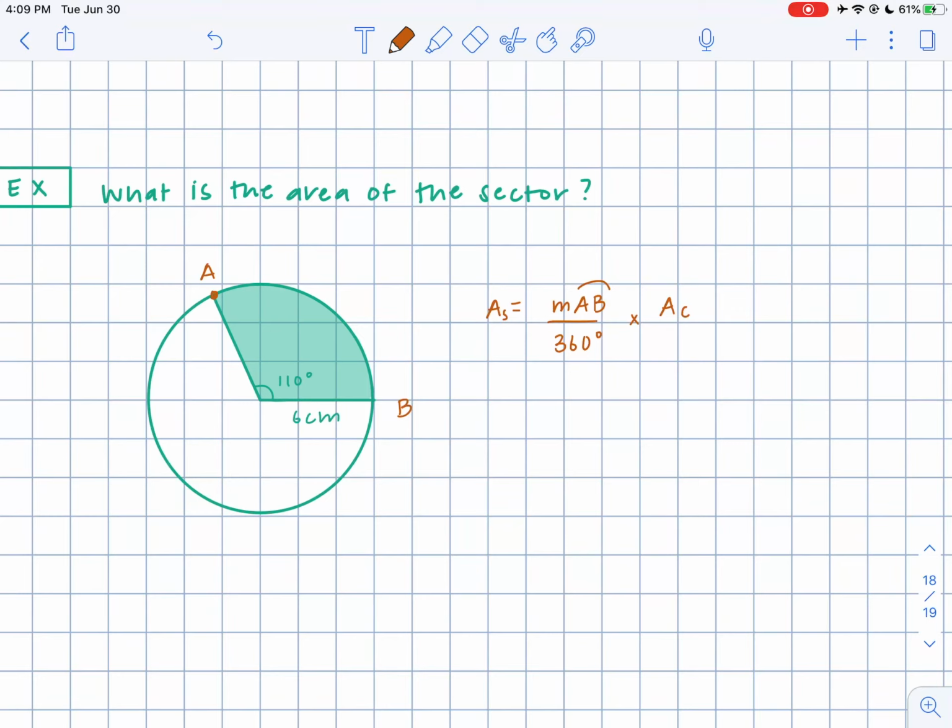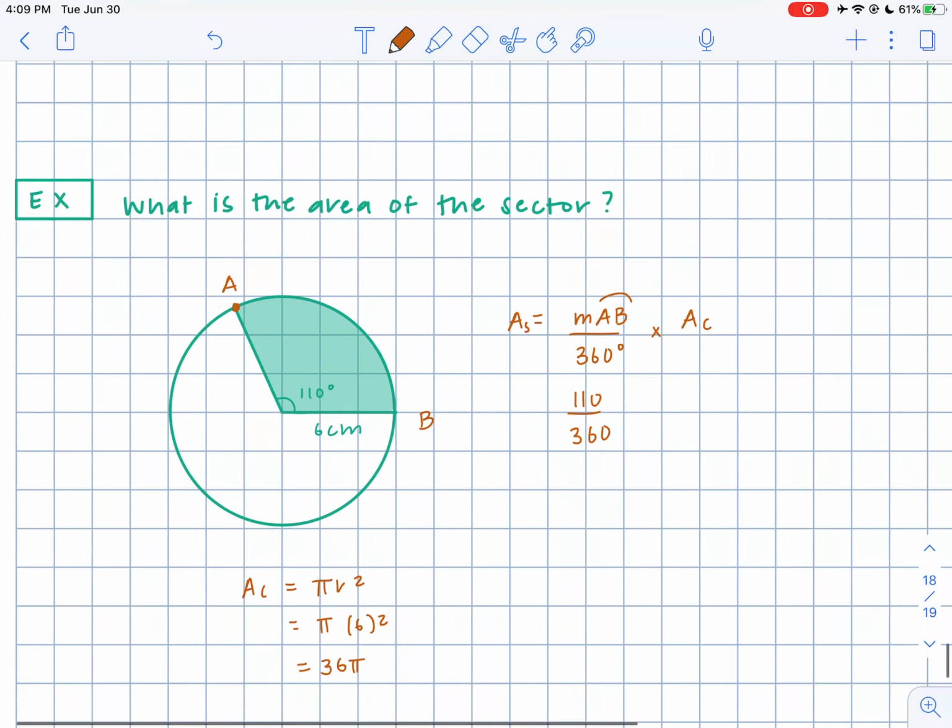Well, we see the central angle is 110, so the measure of arc AB is 110. So you can plug that in. And now what is the area? Remember the area of the circle is pi r squared, where r is the radius, and we see that it's 6. 6 squared is 36, so 36 pi. Okay, so now we just multiply it.